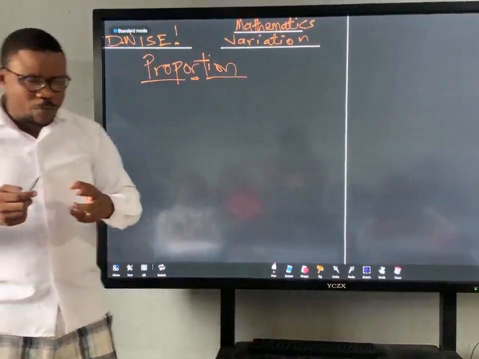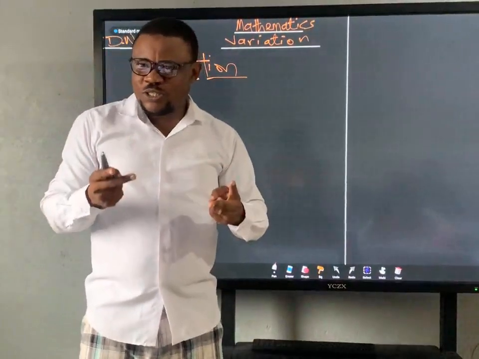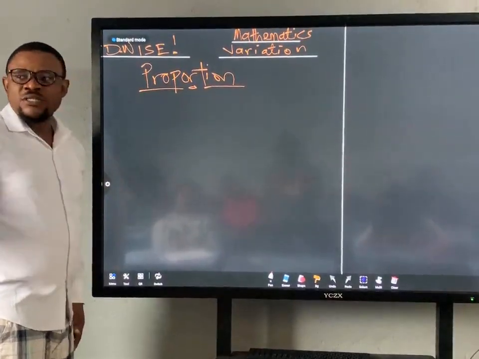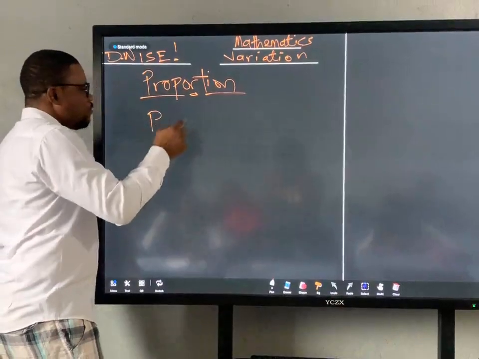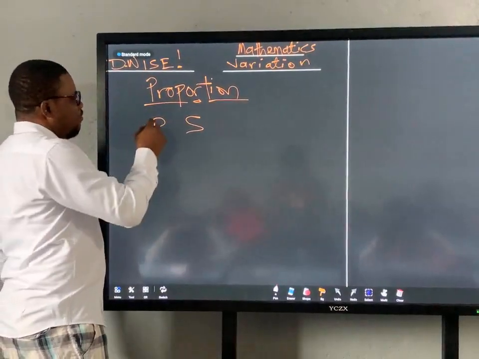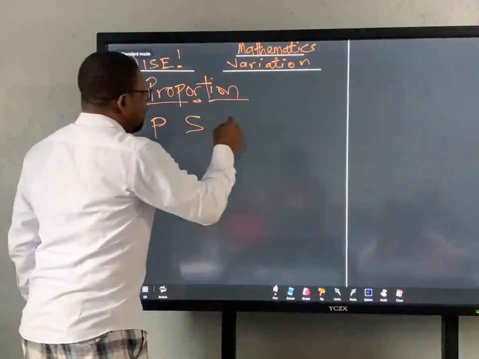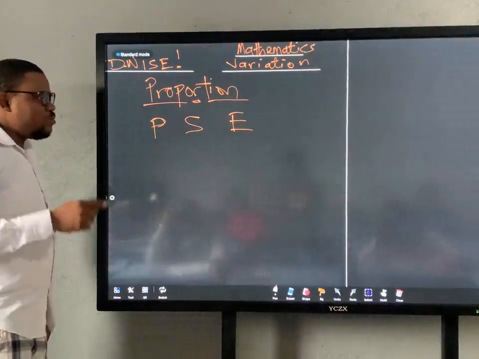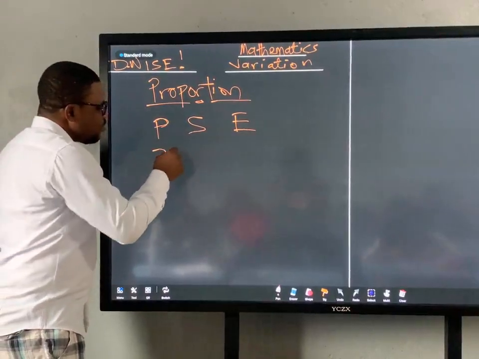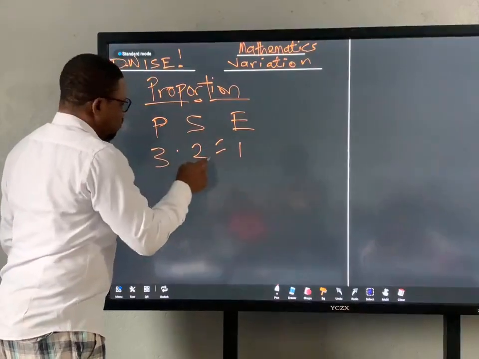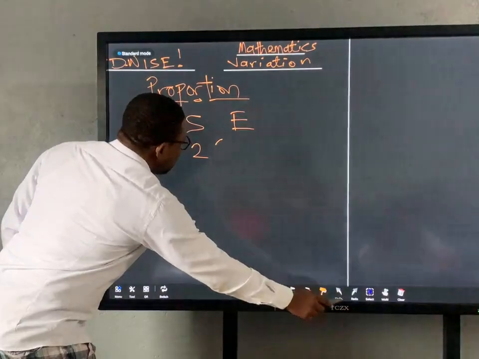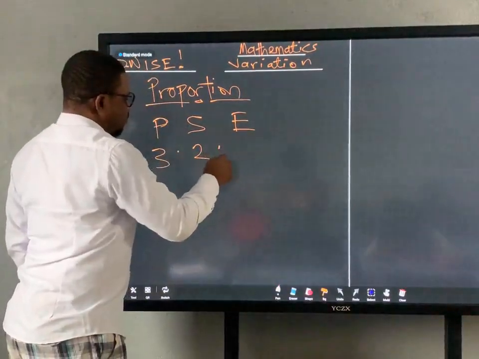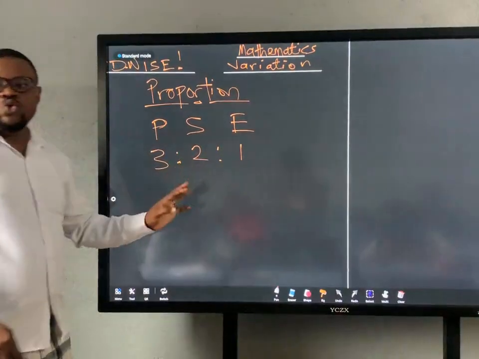The first proportion I will talk about is this: for a ratio, you're comparing how many things? Two things, right? Now I want to share, this time around, for Philip, for Surulere, and for Amy, which is more than 2, right? And I'm doing it in a ratio of 3 is to 2 is to 1.